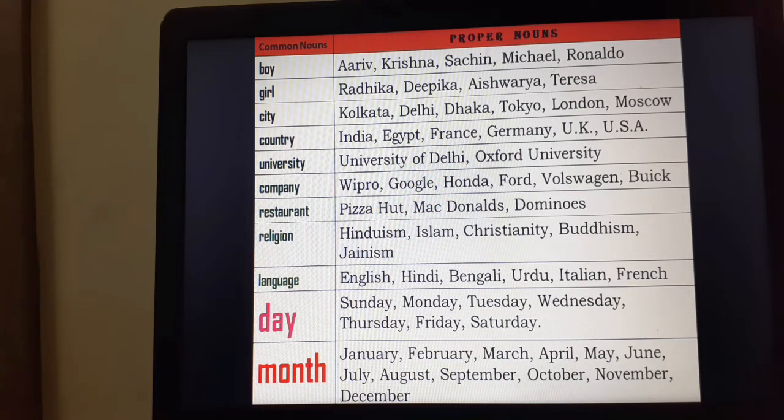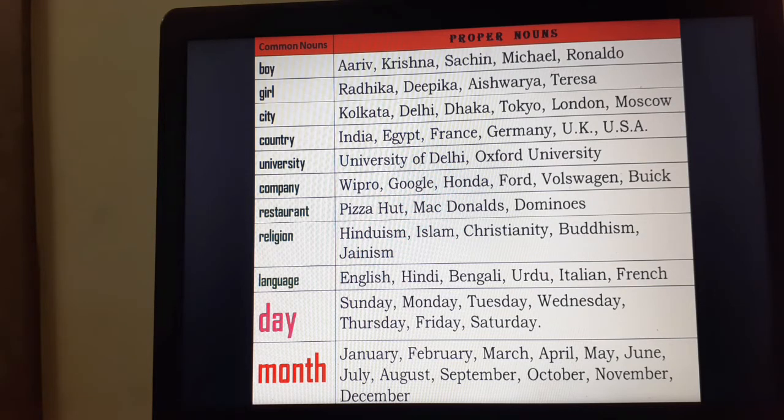When we talk about a university in general, we call it a common noun. And that's why you can see that it is written with small letters. But when we are talking about any specific university like University of Delhi and Oxford University, notice that both the U of University and D of Delhi are capital. And the same goes with Oxford University. The O of Oxford and U of University are capital.